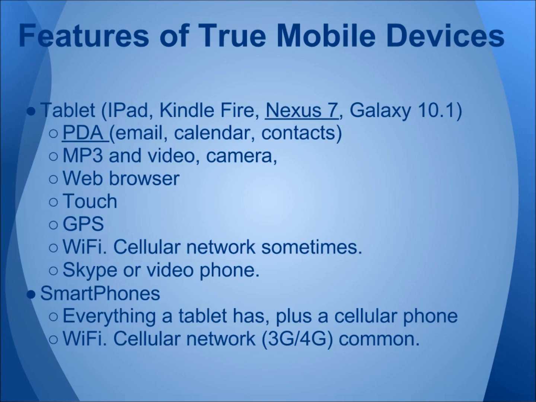All right, so a smartphone is just like a tablet. It has all the features that a tablet has, plus it has a cellular phone. Okay. And more commonly, it will have a cellular network attached to it for 3G and 4G, so that when you negotiate with Verizon or AT&T or whoever it is who's giving you your phone, you would ask for data as well as phone. Okay.